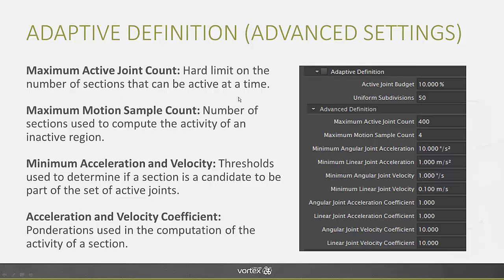In the advanced definition, the maximum active joint count is a hard limit of the number of sections that can be active at any one time. Maximum motion sample count is the number of sections that the computer uses to define the activity of an inactive region. Minimum acceleration velocity is a threshold used to determine if a section is a candidate to be part of a set of active joints or not. And finally, the acceleration velocity coefficient is a ponderation used in the computation of the activity of a section. This allows you to further tune how much of the cable is awake and therefore requiring additional computation.